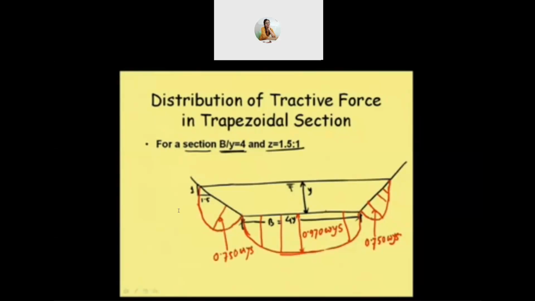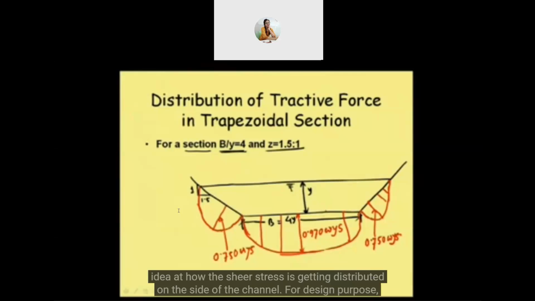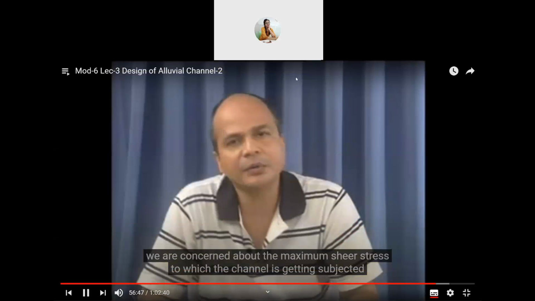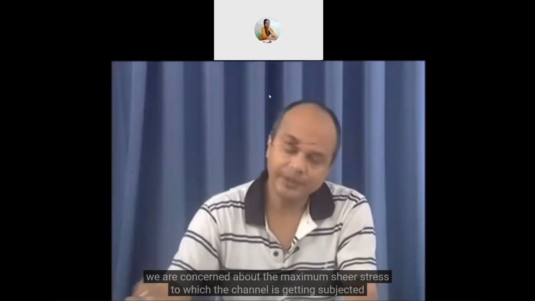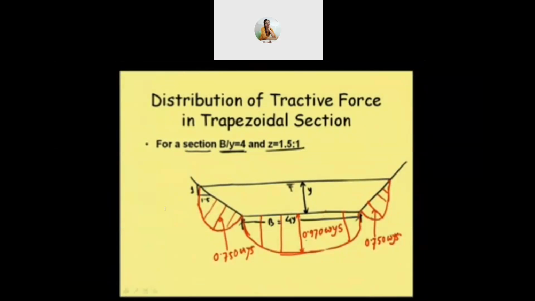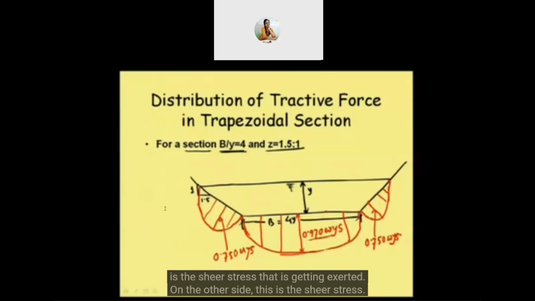Now we have some idea of how the shear stress is distributed on the side of the channel, and for design purposes we are concerned about the maximum shear stress to which the channel is subjected. If we need to make our channel safe, then we should see that at this point this is the shear stress being exerted, and on the side this is the shear stress to which it is being subjected.